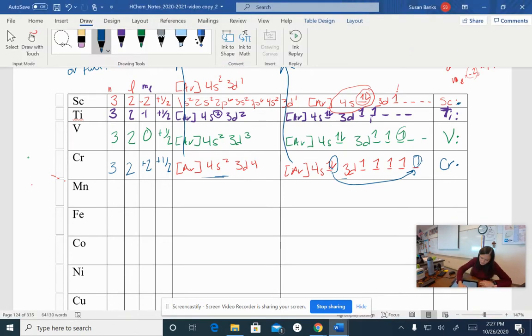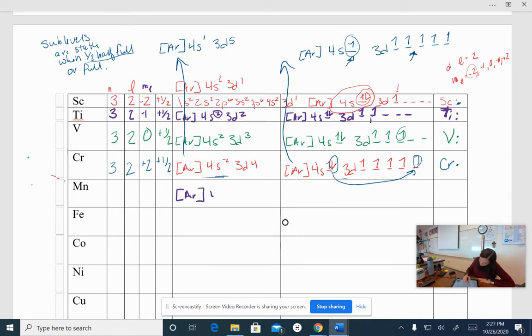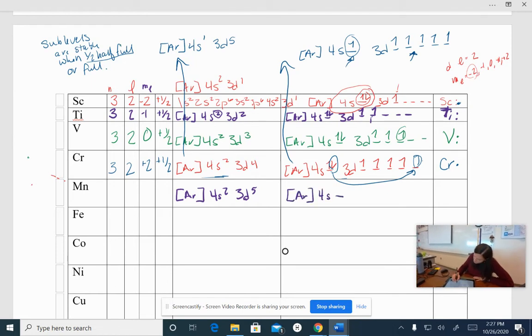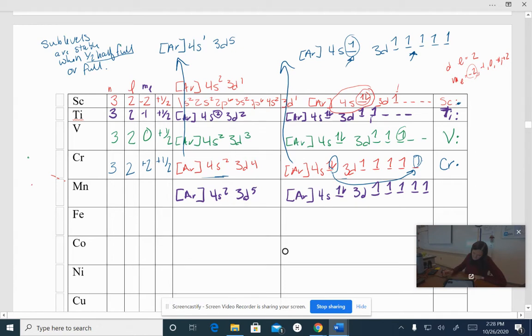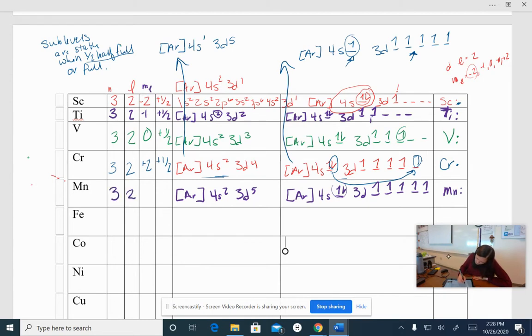So let's change color to do our next one. So manganese. We would expect manganese to be like this: argon, 4s2, and 3d5. And indeed it is. So this is what we would do. Argon, 4s, up and down, and 3d, 1, 2, 3, 4, 5, up, up, up, up, up. Okay? So we've got 2 valence electrons for manganese. So this will be 3, 2. We put this in the positive 1 spot. Okay? And then this is going to be +1/2.